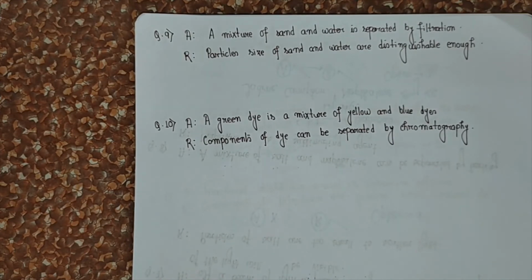And why will we go for the filtration technique? Because there is a difference in their size. The sand particles are bigger in size, and the pores of the filter paper are not that large. So the sand particles cannot pass through the filter paper. They will just be left on the filter paper, which we call the residue, and the water molecules can easily pass through the filter paper. We will collect the fresh water in another container, which is termed the filtrate.